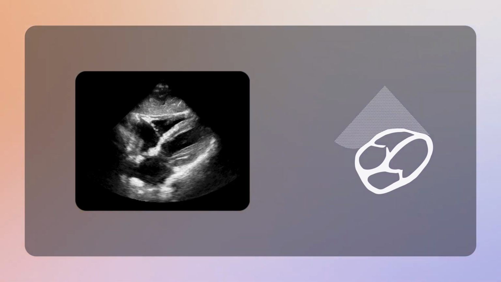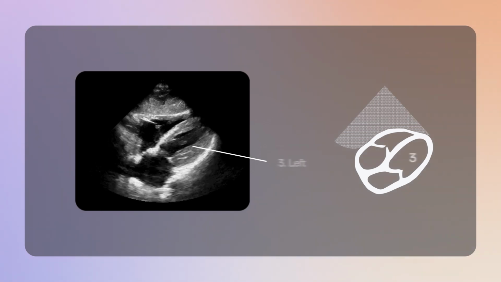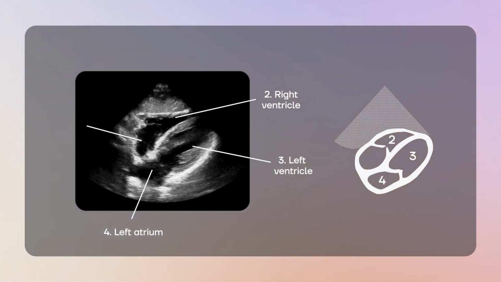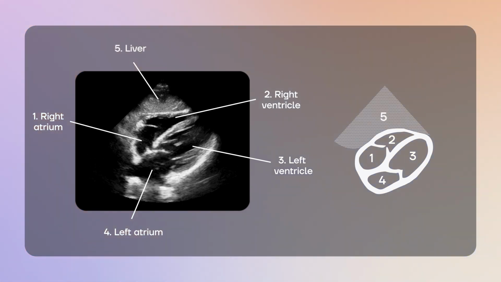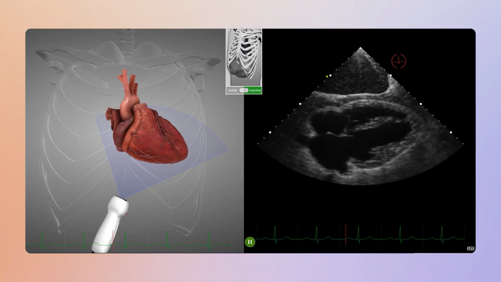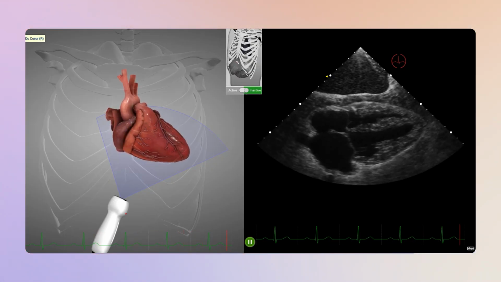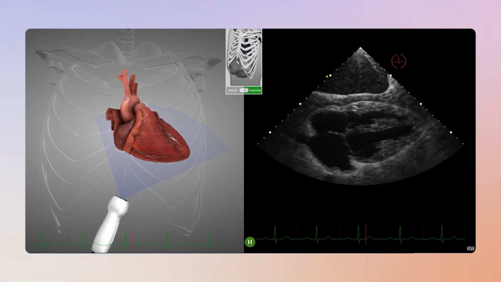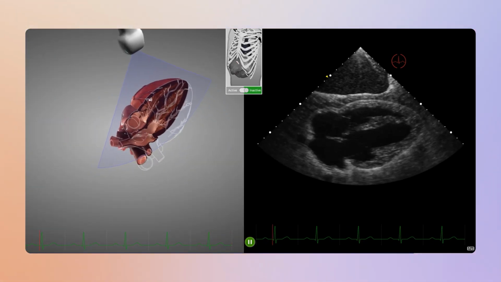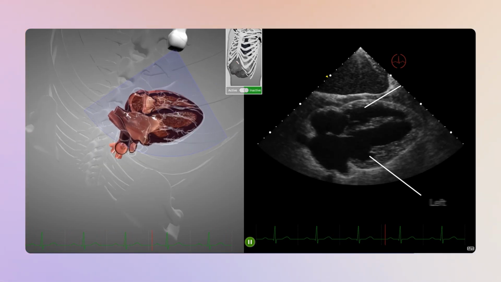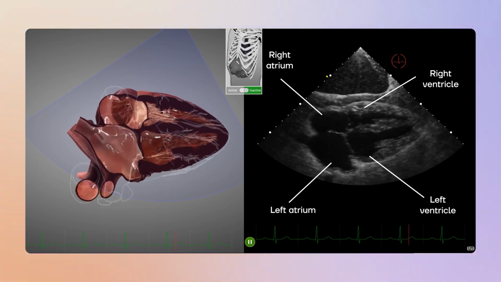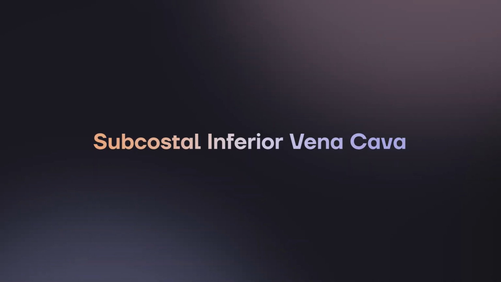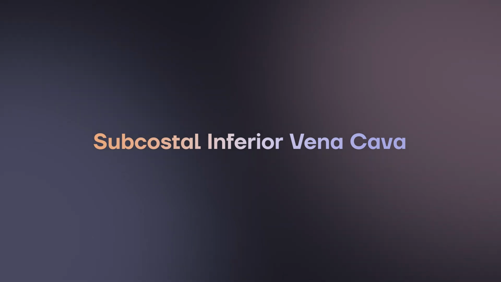In the resulting image, you will see four cavities: the left ventricle, the right ventricle, the left atrium, and the right atrium. Just above the heart structures, you can also notice the liver, often visible at the top of the image. On this 3D representation, you can notice the ultrasound beam slicing the heart from below, along its long axes. It provides a clear and comprehensive view of the left and right ventricles, the left and right atria, and the surrounding pericardium. The second and final view of this window is the subcostal inferior vena cava view.